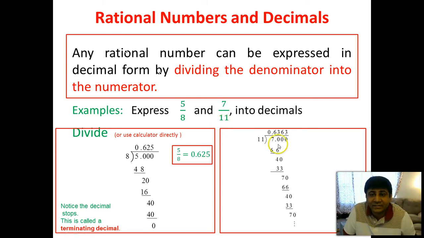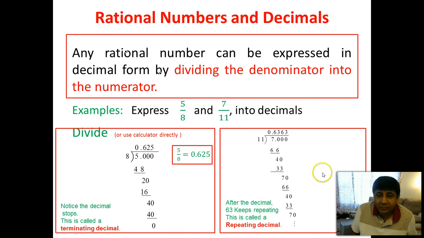Now this time we divide 7 by 11. You see that we keep on going and the answer keeps repeating. We get 63, 63, 63, 63. So 0.63, 63, 63, 63 keeps on going. So this is repeating and this is terminating. After the decimal, 63 keeps repeating. This is called a repeating decimal situation.